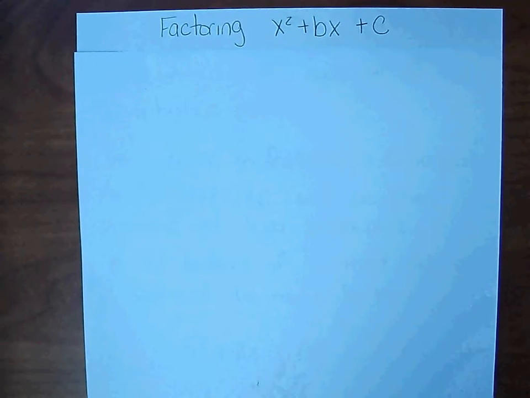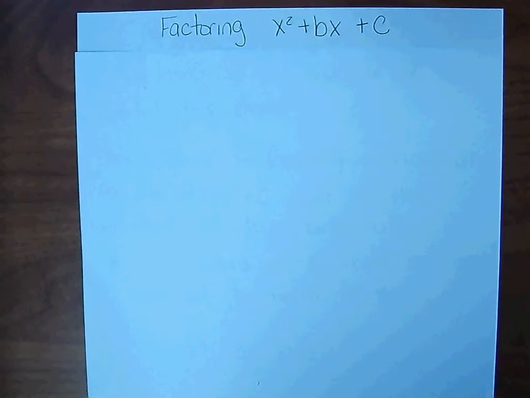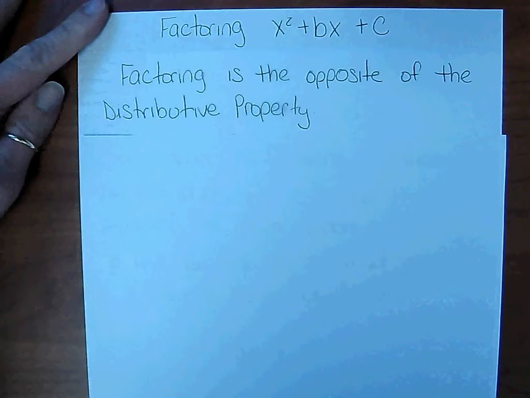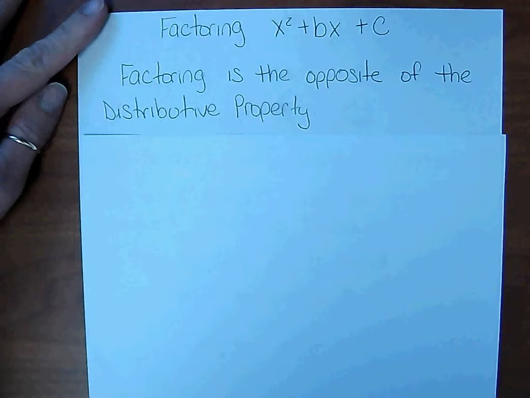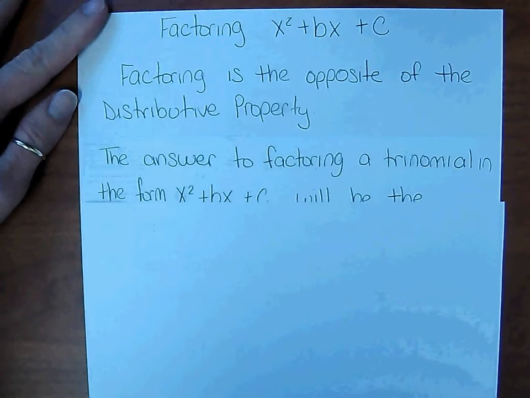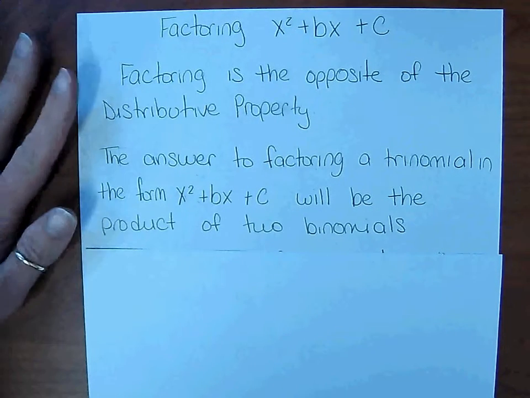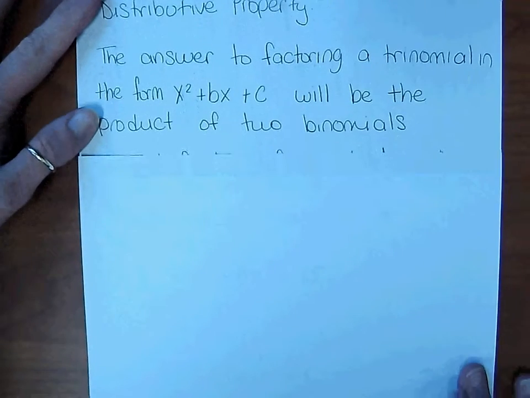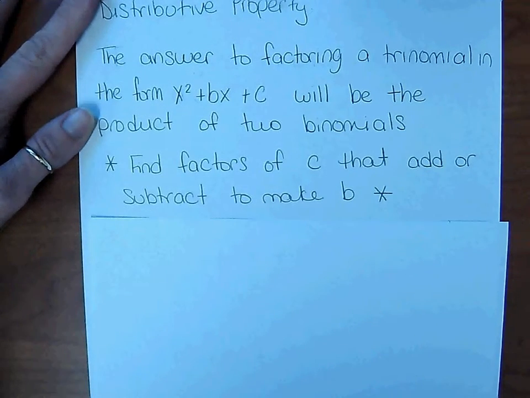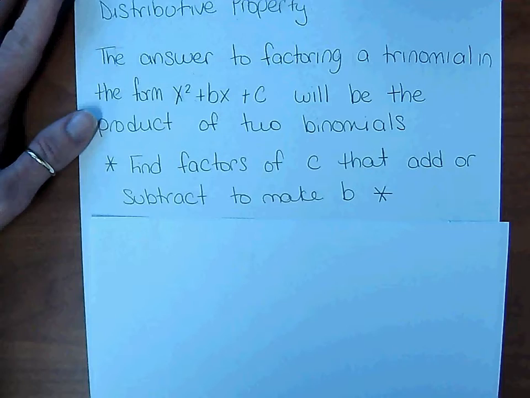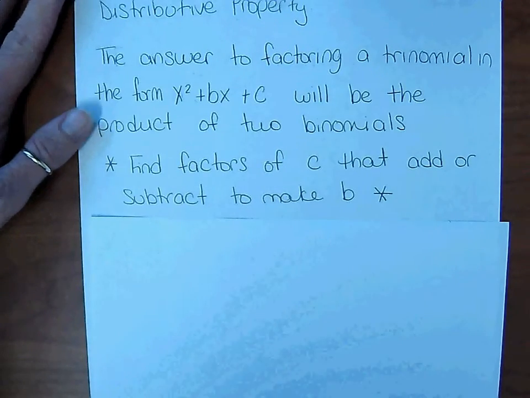Factoring x squared plus bx plus c. Factoring is the opposite of the distributive property. The answer to factoring a trinomial in the form x squared plus bx plus c will be the product of two binomials. So when you're factoring, what you have to remember to do is to find factors of c that add or subtract to make b.